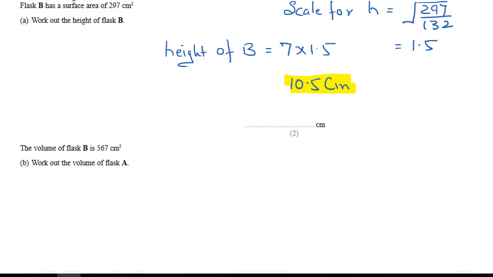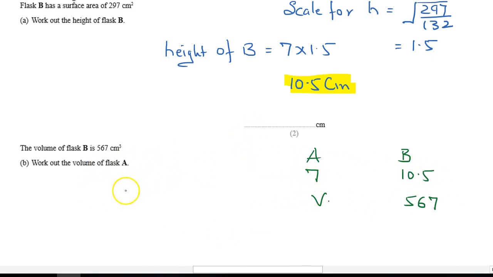Now part B says find the volume of the flask if the volume of flask B is given. Now this is flask A and this is flask B. The height is 7 and the height of flask B is 10.5. The volume of flask B is 567. What is the volume of flask A?